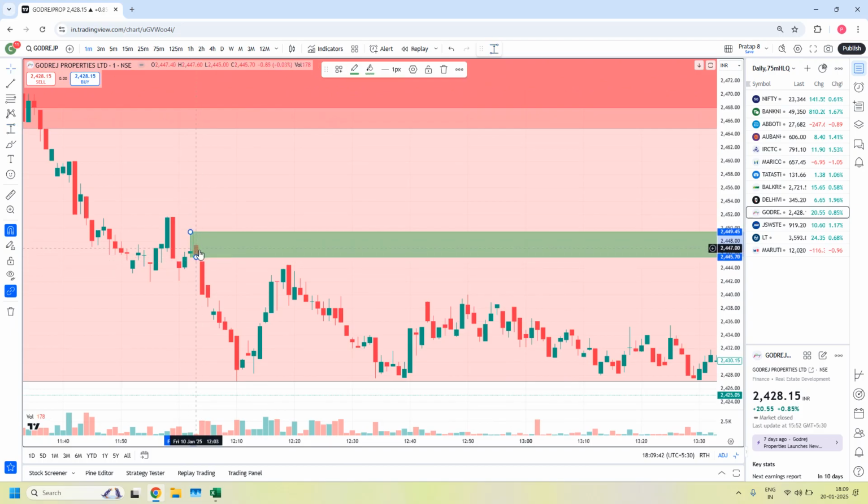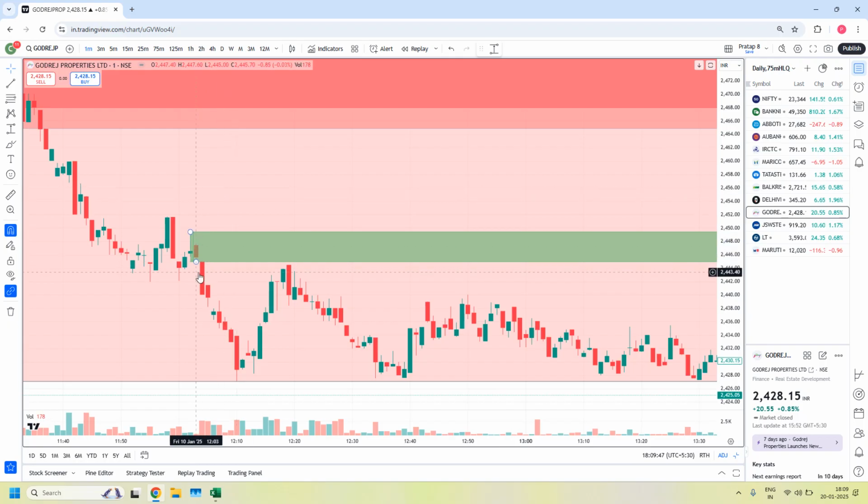Why I have drawn this, you may ask. There was a pro gap. With the pro gap, this leg out was created. This is a 1 minute supply zone. Prices came, and almost tested it.